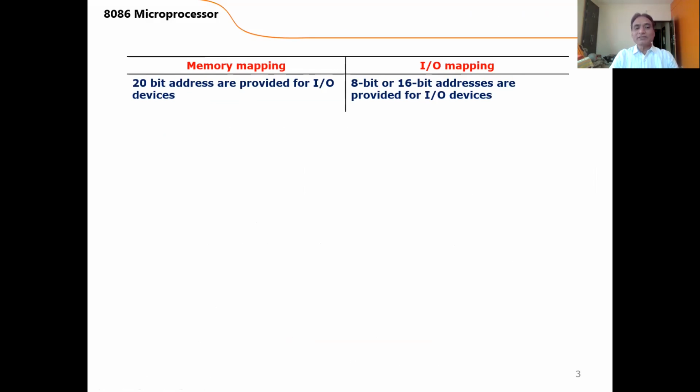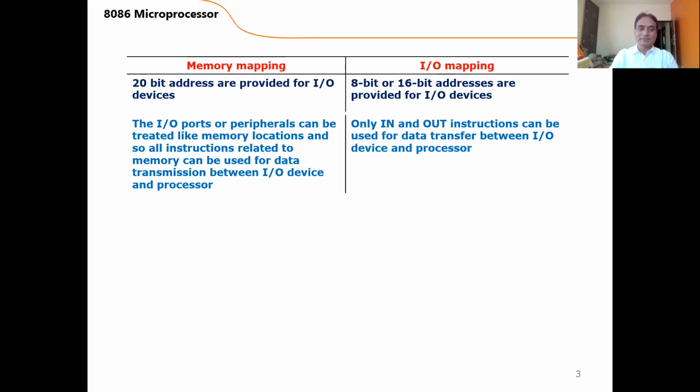In memory map IO, 20-bit addresses are provided for IO devices, whereas in IO map IO, 8-bit or 16-bit addresses are provided for IO devices. The reason is, in memory map IO, essentially all memory locations are considered as IO locations, and therefore for addressing any memory location we need 20 bits, and that is why 20-bit addresses are provided for IO devices in memory mapping. And in IO mapping, in the true sense, the IO device is connected, and therefore 8-bit or 16-bit addresses are provided.